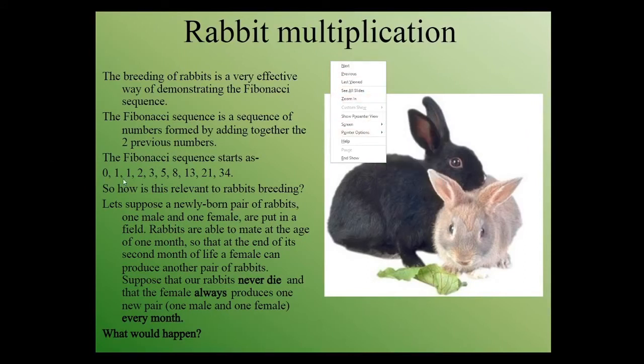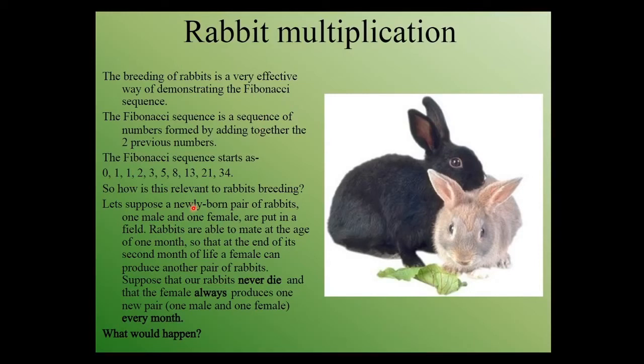So we have here 0, 1, 1, 2, 3, 5, 8. The pattern is so simple. What is 0 plus 1? 1. What is 1 plus 1? 2. What is 1 plus 2? 3. 2 plus 3? 5. 3 plus 5? 8. 5 plus 8? 13. 8 plus 13? 21. 21 plus 13? Oh, this is what you call a Fibonacci sequence.